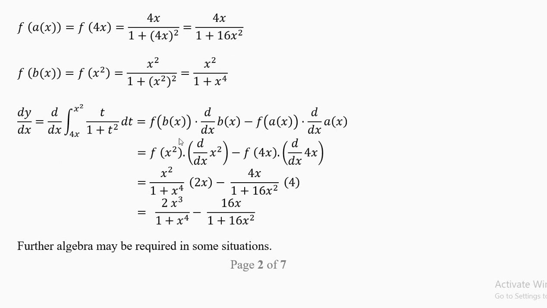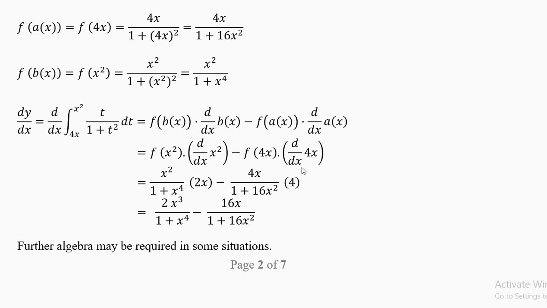Take the big formula, f of b into derivative of b minus f of a into derivative of a. You'll get f of x square into derivative of x square. Now let's do the first term. That is x square by 1 plus x power 4 into 2x. Now 2x into x square is 2x cube. Remove the bracket and multiply this. This is 2x cube divided by 1 plus x power 4.